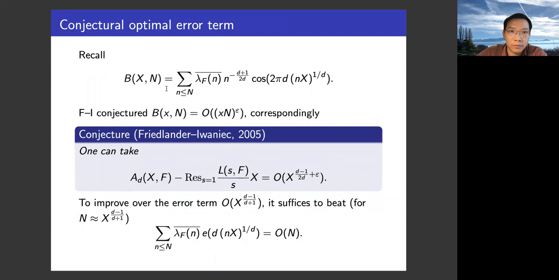So let's recall again, the dual summation looks like this form, and in their paper, Friedlander and Iwaniec conjecture that we can estimate this summation by any epsilon power of the parameter, and correspondingly, they make the following conjecture that the optimal error term should be x to the (d-1)/(2d). So we couldn't make any progress toward this conjecture. Rather, we would like to improve over the trivial error term.